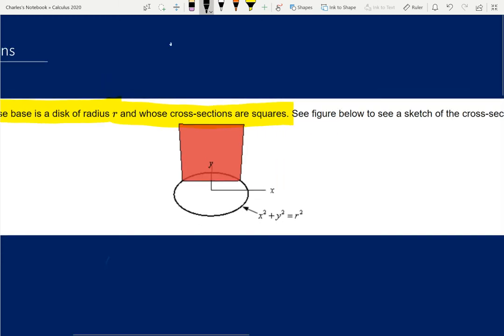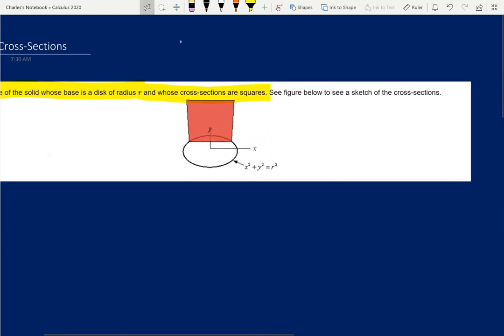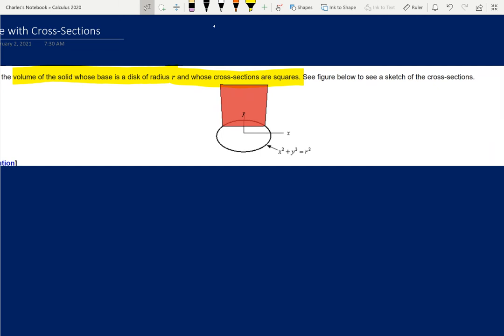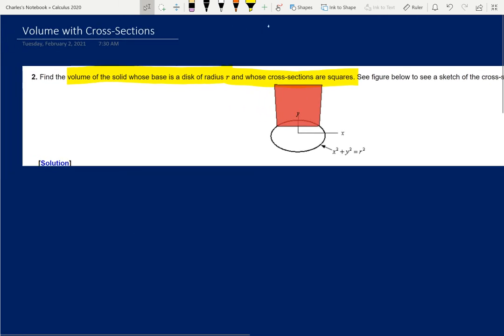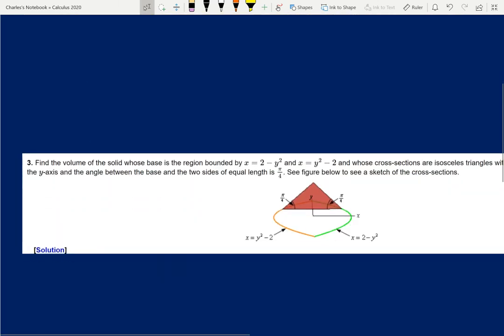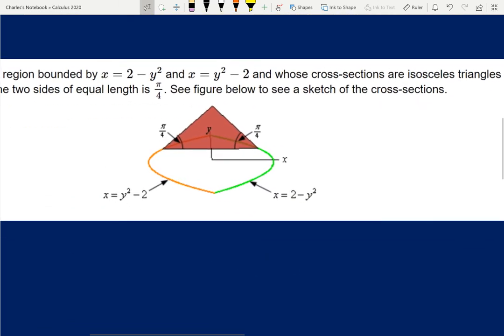So if you can find the formula for the area of one of those squares in an abstract way that takes into account the formula that's given, then you're going to be able to find the volume. I'm not going to do that one, but I'm going to show you another one.